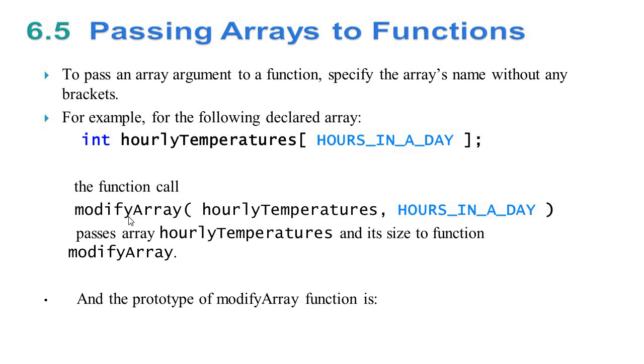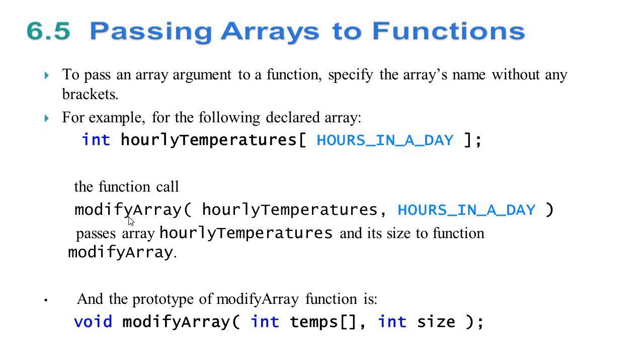And the prototype of this function is like this: void modify array. And you just need to be very careful over here. Inside this you can see integer array name. It is not compulsory that this array name and the array name in the call should be the same. It is not a necessary thing. It can be, but it's okay if it is not. After that, integer size. So this is just a simple example.